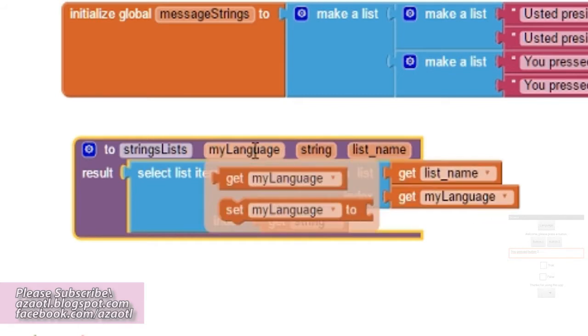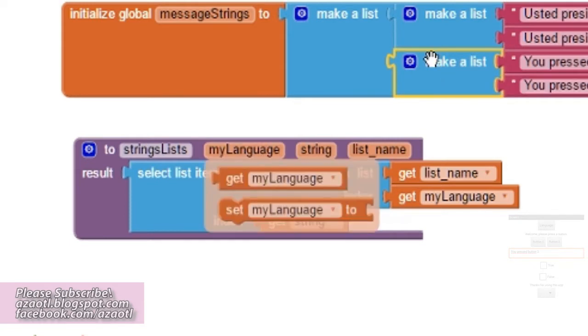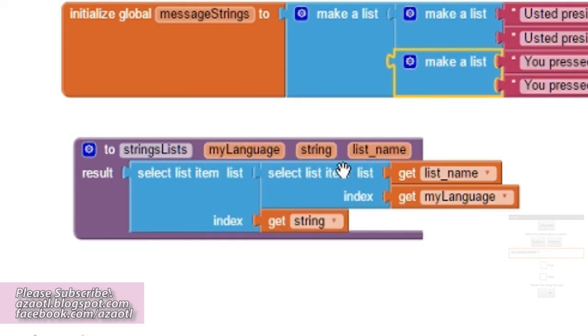Language refers to the index of the list. For example, in this case, if I want to use the Spanish language, I have to set it to number 1 because it's list 1. If I want it to be my language, English, I set it to number 2.